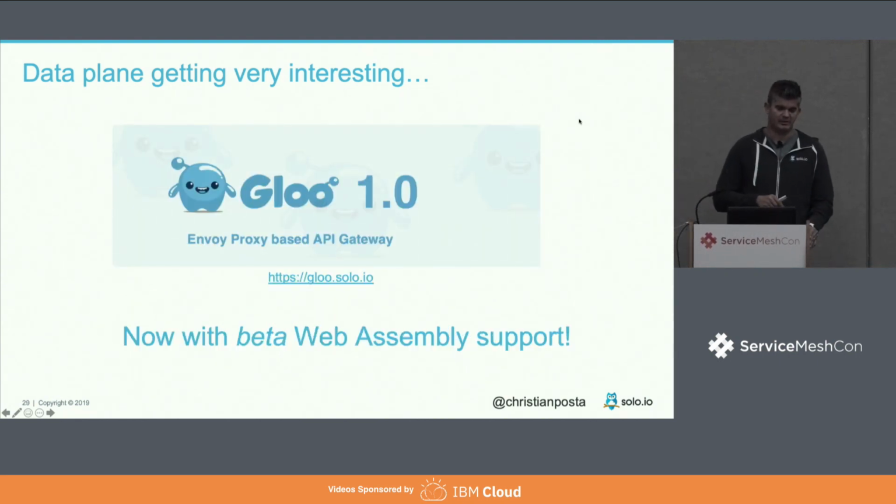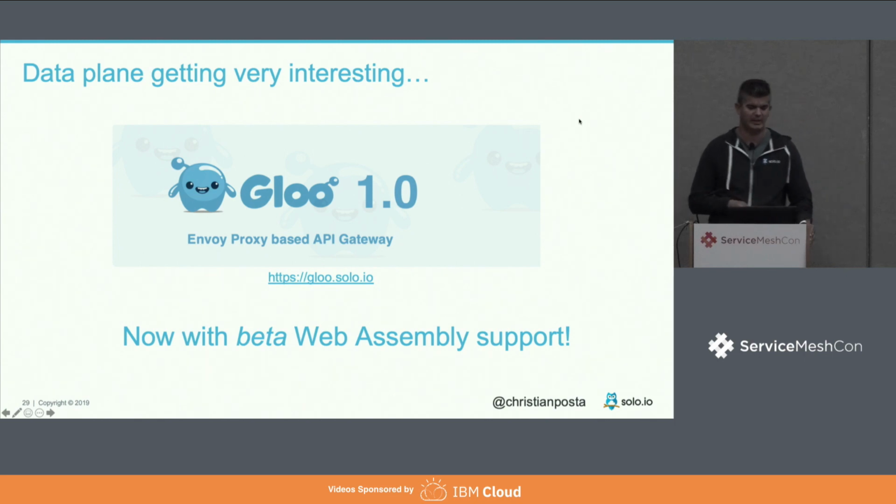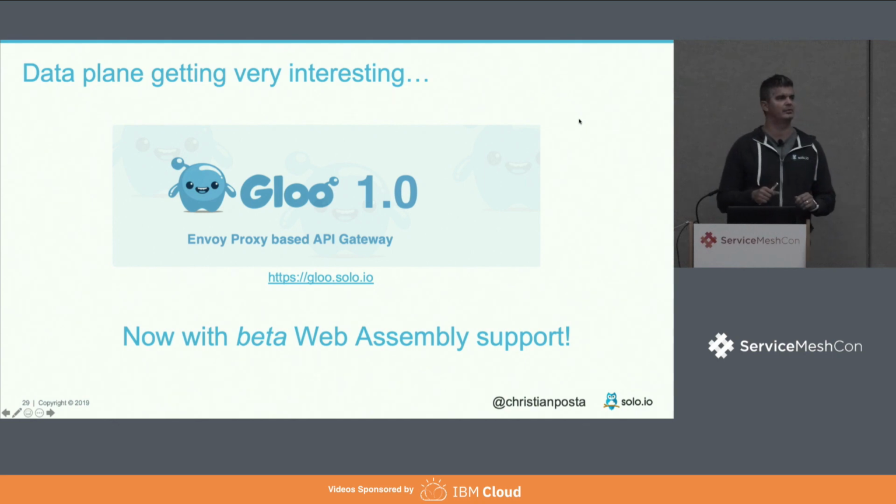We just announced Glue 1.0. Glue is an API gateway built on Envoy proxy. And with the 1.0 announcement, we are supporting WebAssembly in beta. Now, Envoy also happens to be the underlying proxy technology for a lot of different service meshes.